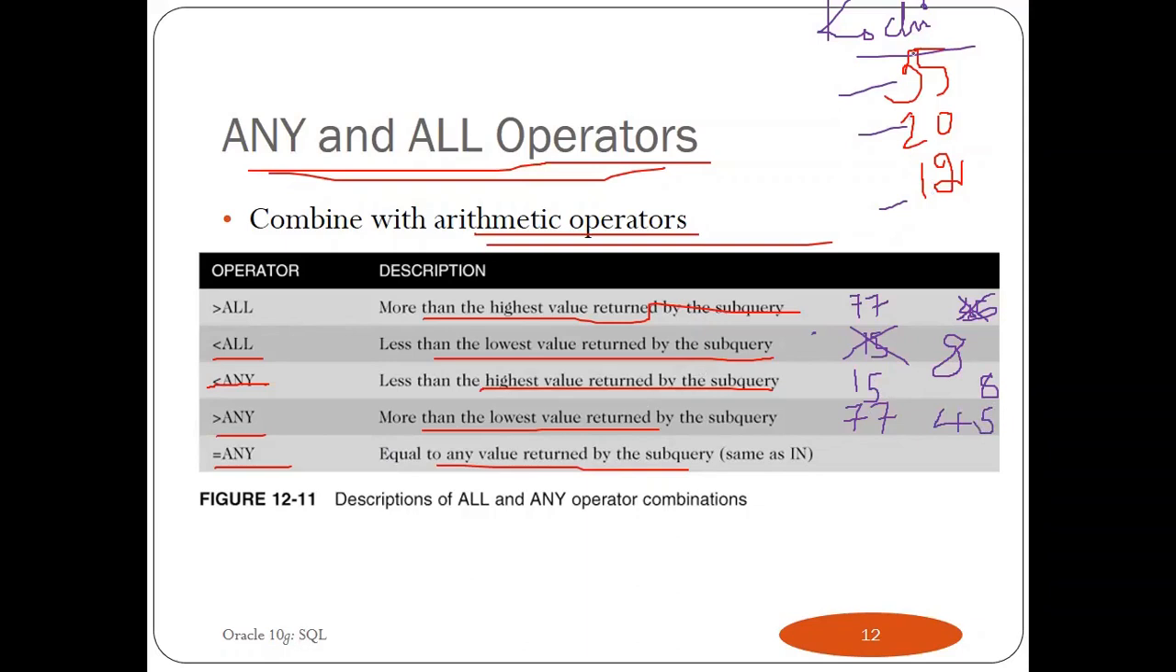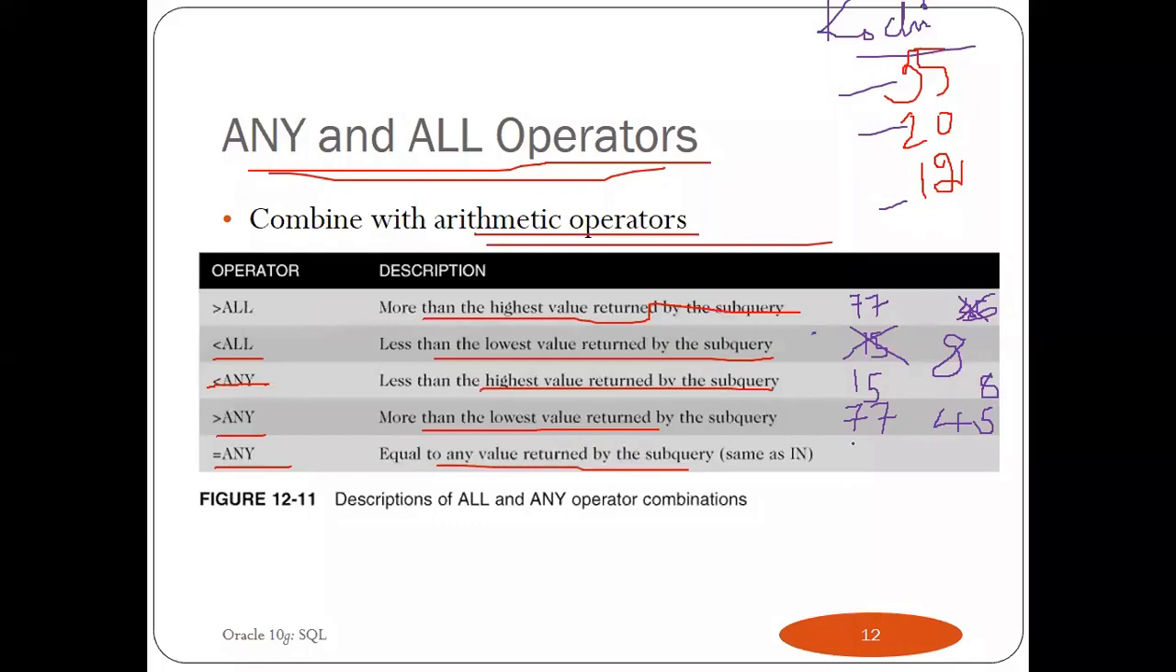Greater than any means greater than any value. Is it greater than 55? No. But it is greater than 20, and greater than 12 also. That is why they say more than the lowest value. So, 45 will also qualify.